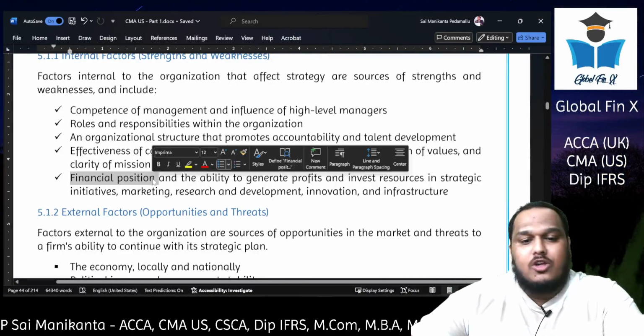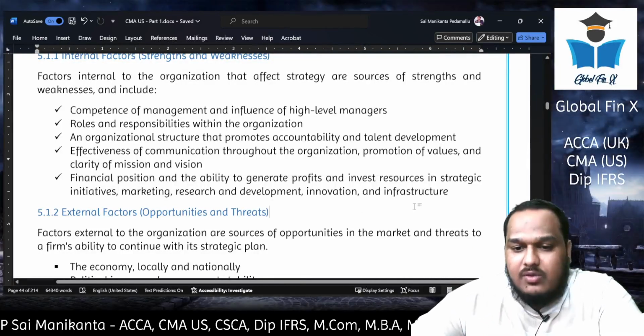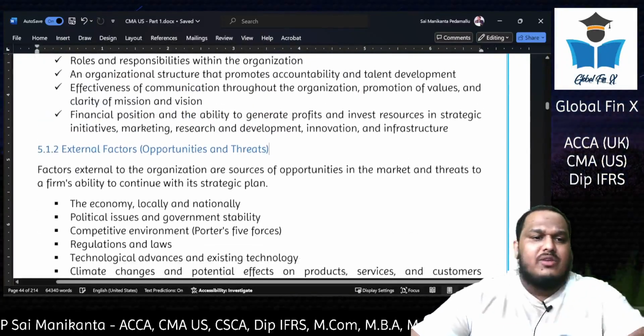The financial portion, obviously your profit and loss and balance sheet. If you are profitable, that is a strength. If you are loss making, that is a weakness for your company. As simple as that. Those are your examples of strengths and weaknesses.